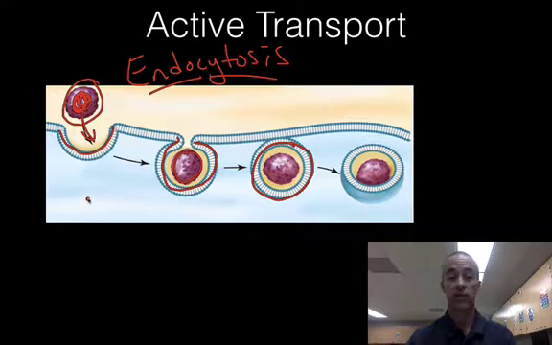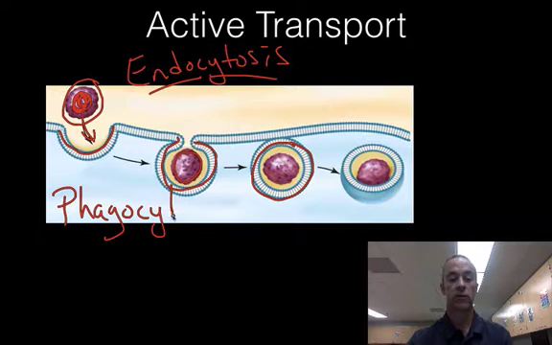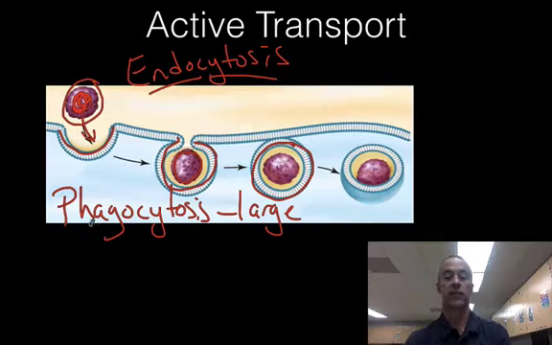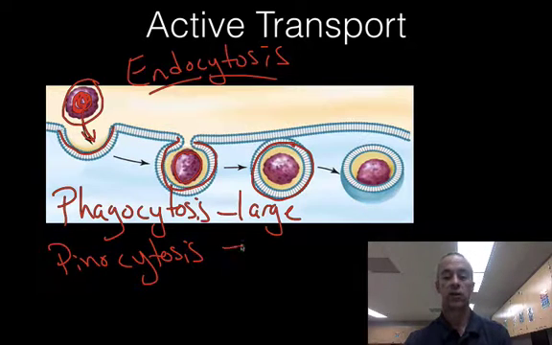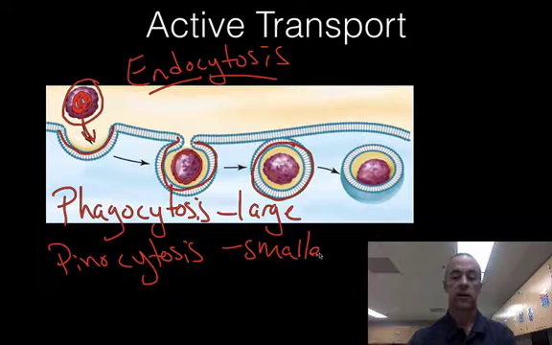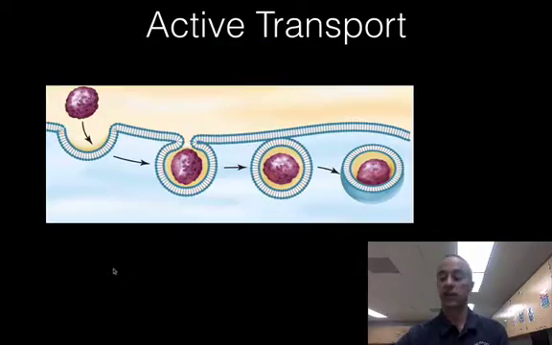There are two versions of endocytosis. The first is phagocytosis, and this is for very large particles. Phagocytosis literally means cell eating. And then the other is called pinocytosis, and this is for smaller things that are still too big to just squeeze between that membrane. Pinocytosis literally means cell drinking. So phagocytosis is cell eating, pinocytosis is cell drinking.